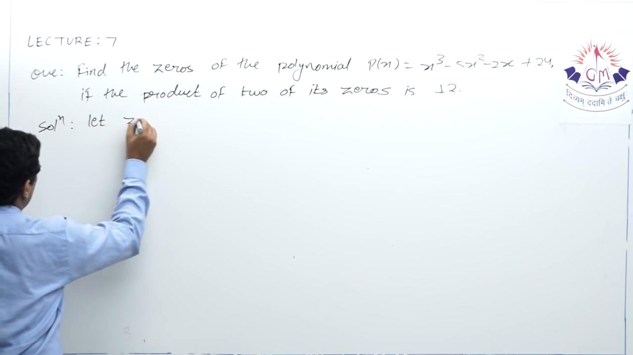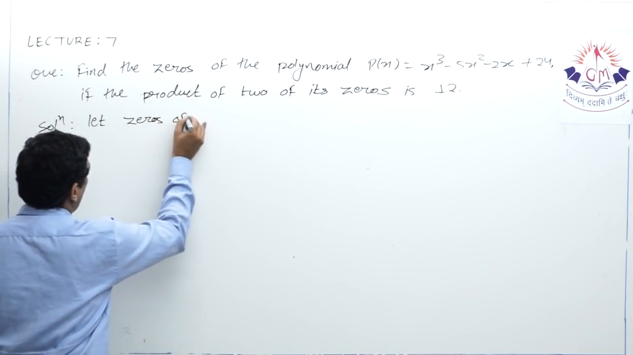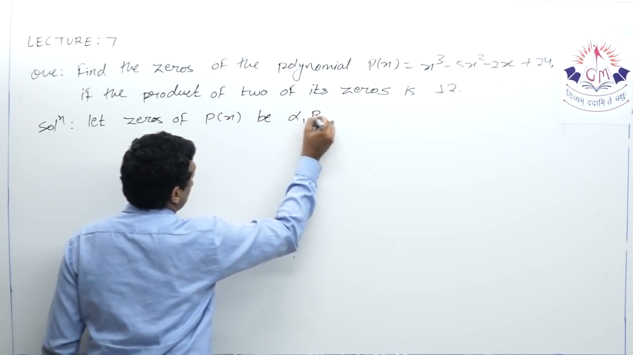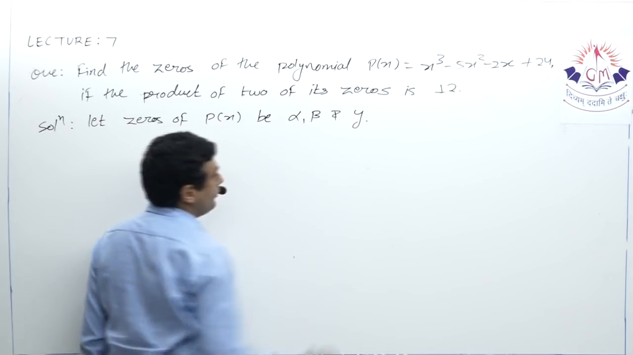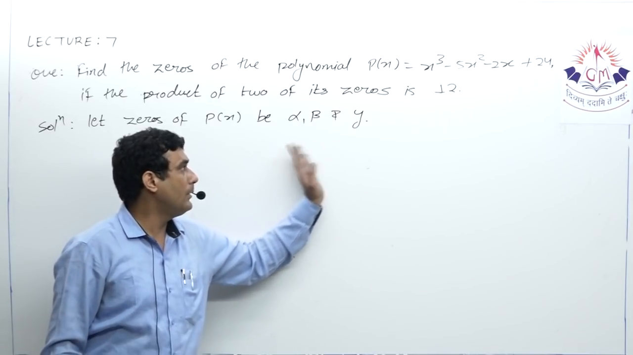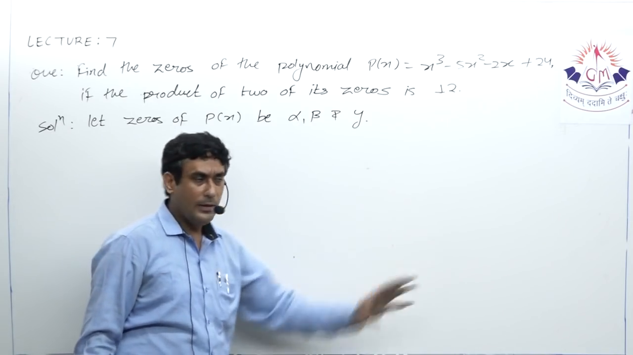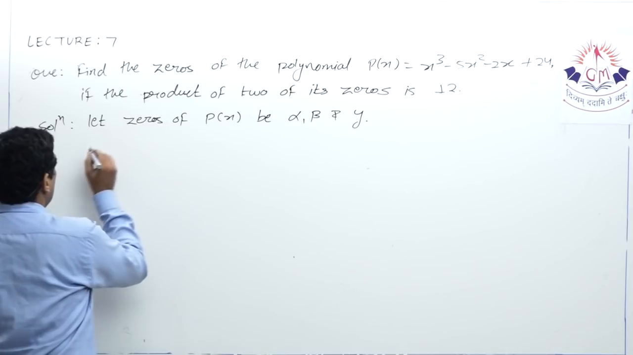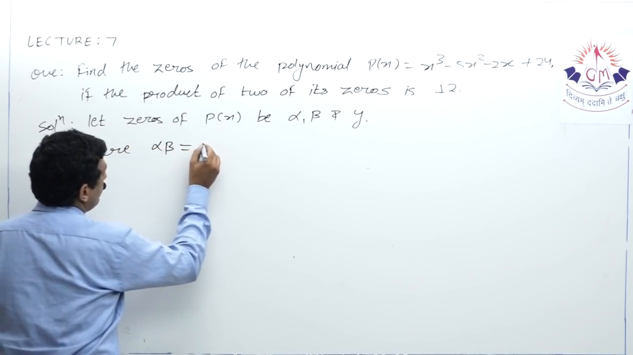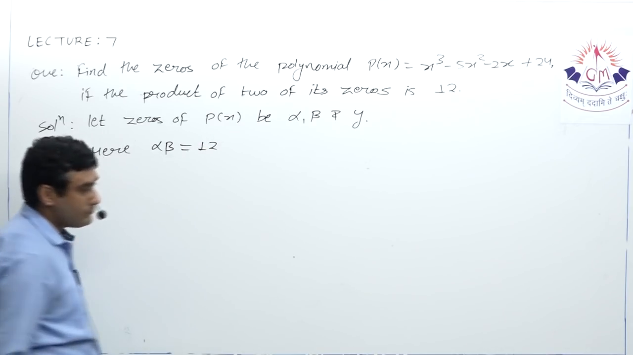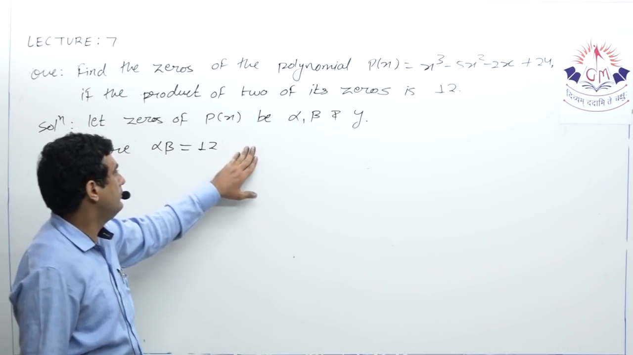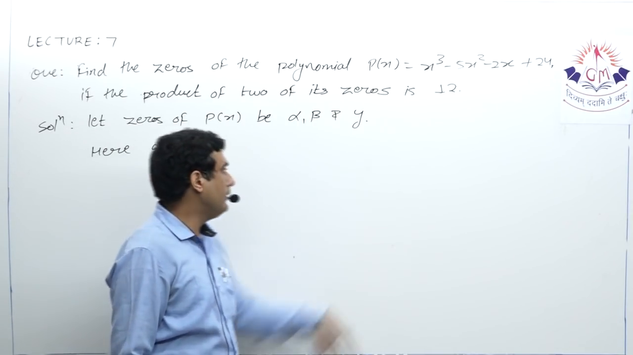Let the zeros of p(x) be alpha, beta and gamma. Now the product of two of its zeros is given, that might be alpha beta, might be beta gamma, might be alpha gamma, whatever, any two zeros. So here I'm considering alpha beta is equal to 12. Okay, alpha into beta equal to 12 is given, and we have to find all three zeros.